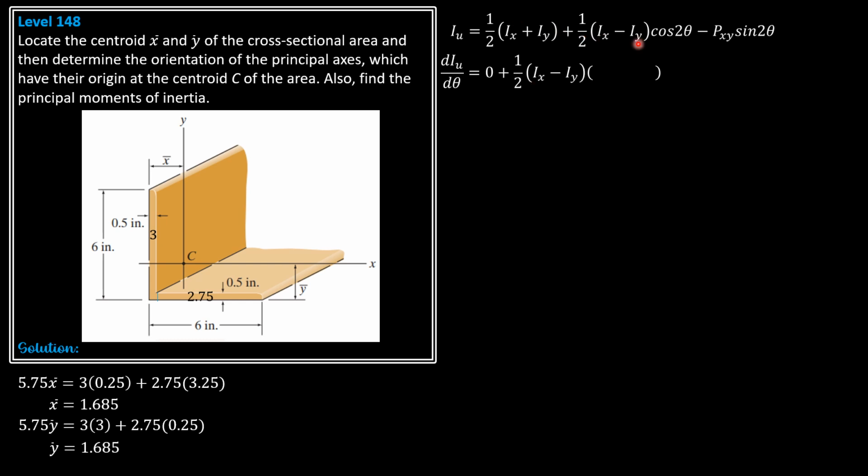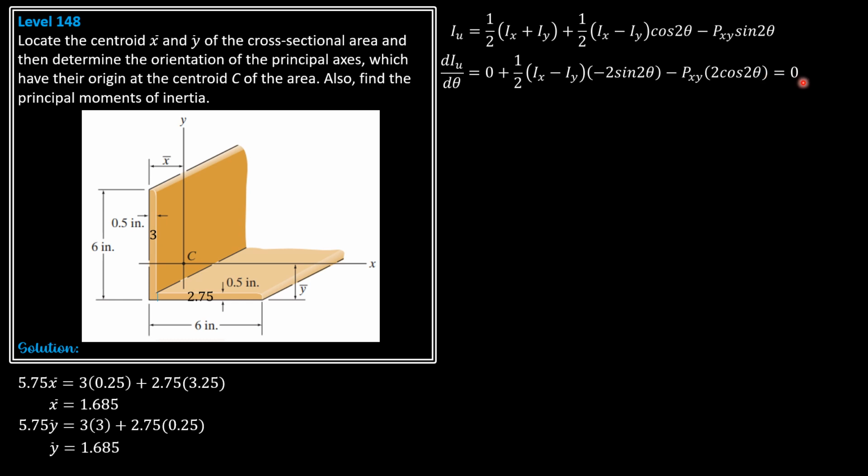1/2 of the quantity Ix minus Iy. The derivative of cosine is negative sine 2 theta. Then the derivative of 2 theta with respect to theta is 2. So we copy this constant here, 1/2 of the quantity Ix minus Iy times negative 2 sine of 2 theta. Then minus Pxy, the derivative of sine 2 theta is cosine 2 theta, then times the derivative of 2 theta, which is 2, with respect to theta.